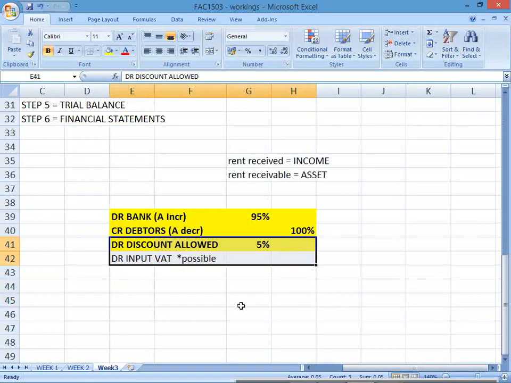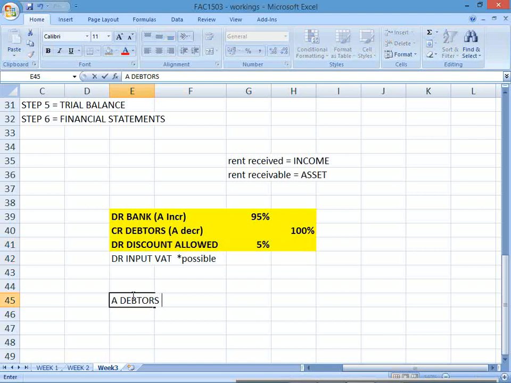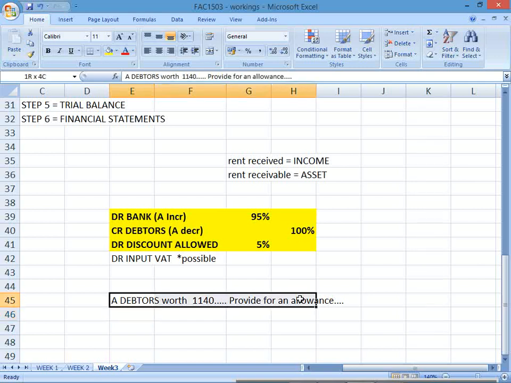Okay, so what do you have in your books? A debtor worth 1140. Are they worth 1140? No. Okay, so if you believe that they are going to be written off, then you could provide for an allowance. Okay, but that's only if you know and if you can reliably estimate or predict that that debtor is going to go bankrupt. Okay, and sometimes you can. Companies will probably estimate maybe 5% bad debts, because not everybody pays, unfortunately.